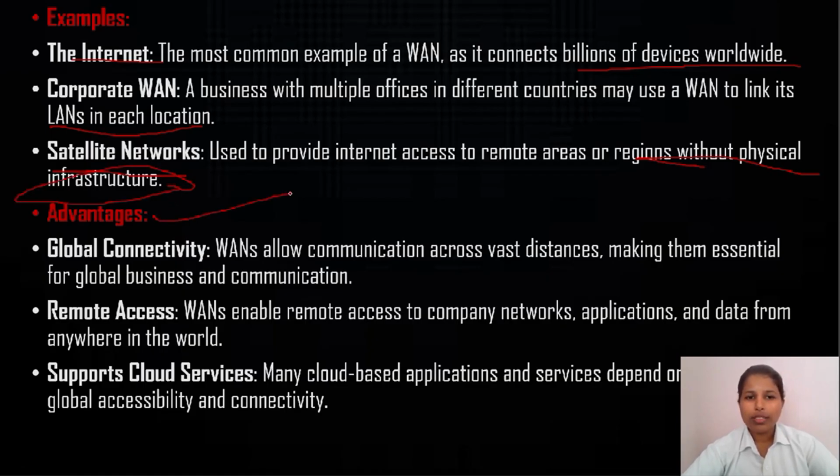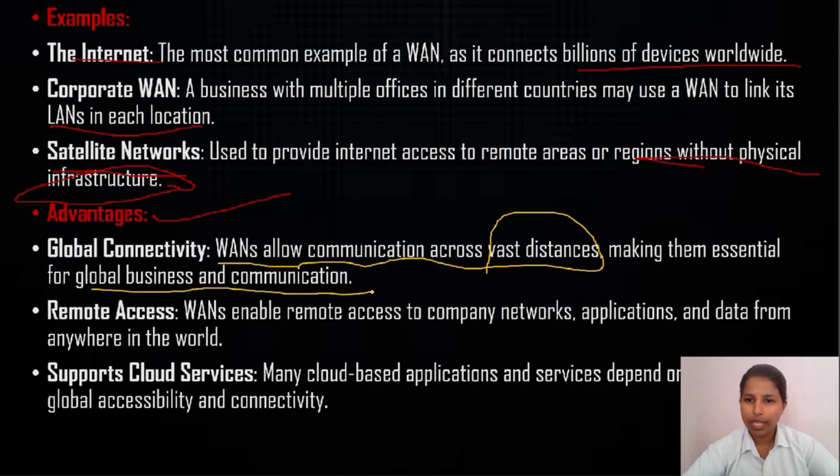Now let's look at the advantages of it. So it is global connectivity. We know that WAN allows us to communicate across vast distances, making it essential for global business and communication.